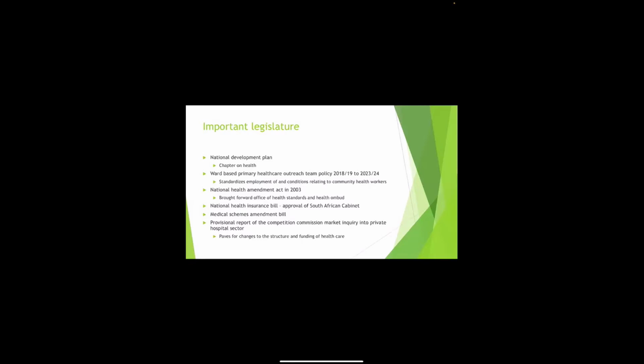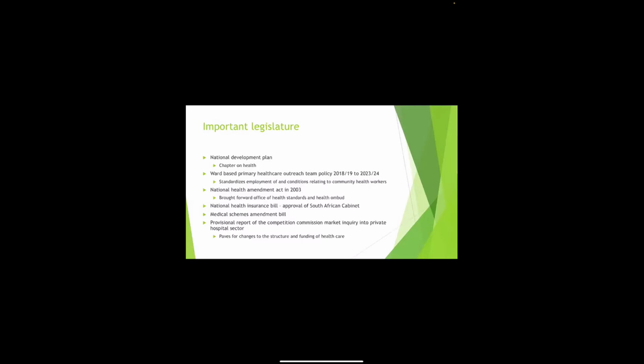The success of government's policies is very dependent on healthcare workers. We've seen how the medicine, the Batho Pele belief set, which is an approach used to improve service delivery within the public sector, is a piece of legislation. It gets healthcare workers to commit to serving people and to find ways to improve service delivery, as well as the National Health Amendment Act of 2003, which brought forward the Health Standards Office as well as the Health Ombudsman.